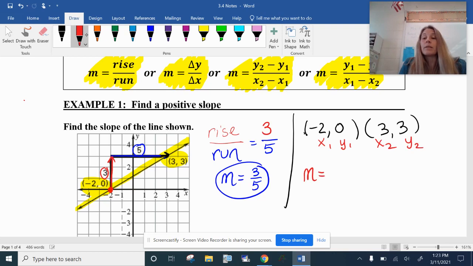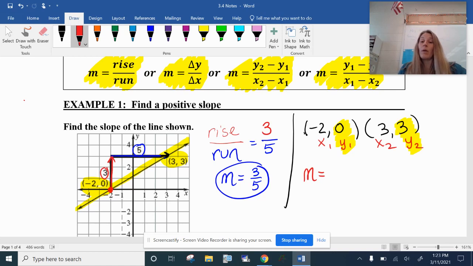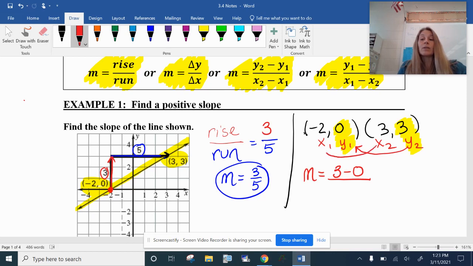And now to find my slope, I would have to find my change in y, which I would find by subtracting. So you could do 0 minus 3, or you could do 3 minus 0. However, whichever direction you decide to go in, you have to stay consistent with the x's. So since I chose to do my y2 minus my y1, I now have to do my x2 minus my x1, which would be 3 minus -2. Now remember, when you subtract a negative, that's really changing to a positive. So we end up again here with 3/5.